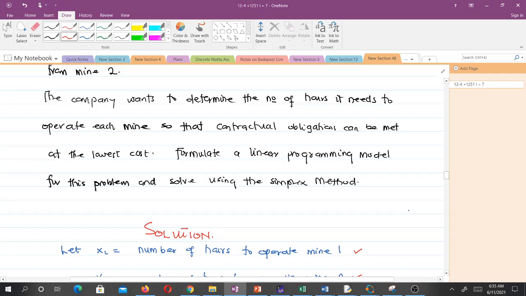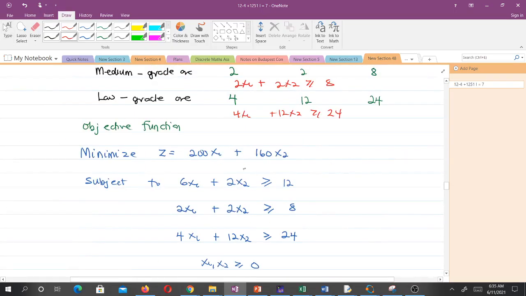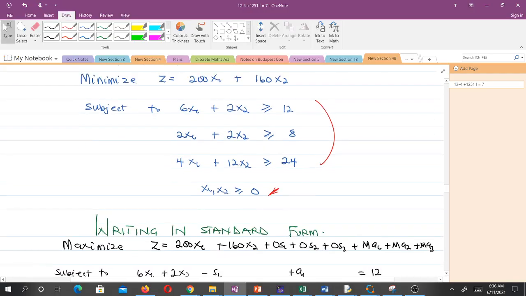So that means you are trying to minimize cost here. Okay, so the objective function will be minimize z equals 200x1 plus 160x2, subject to these constraints, and we have the non-negativity constraint here. So we've been able to formulate our LP model now.